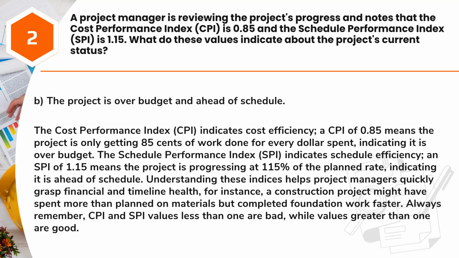For instance, a construction project might have spent more than planned on materials but completed foundation work faster. Always remember, CPI and SPI values less than 1 are bad, while values greater than 1 are good.